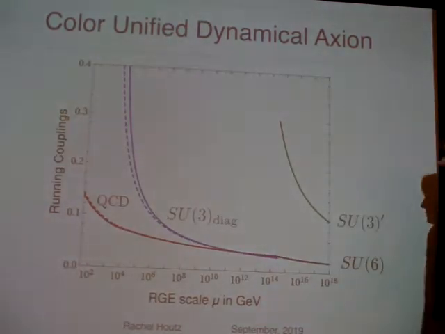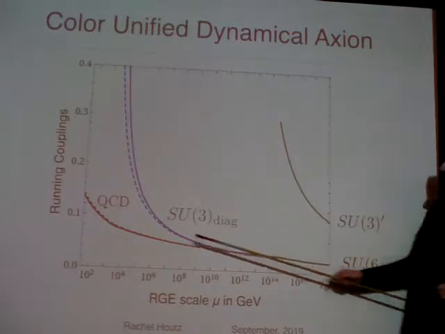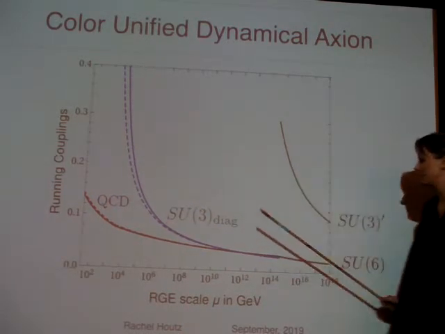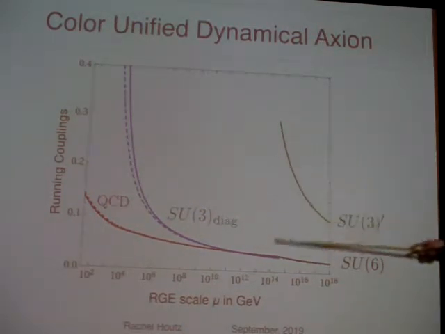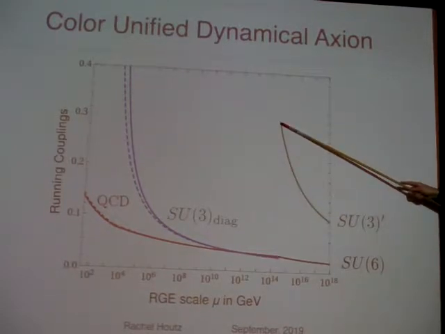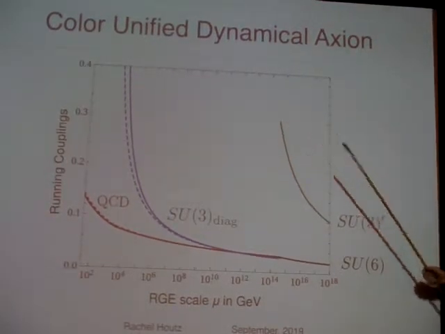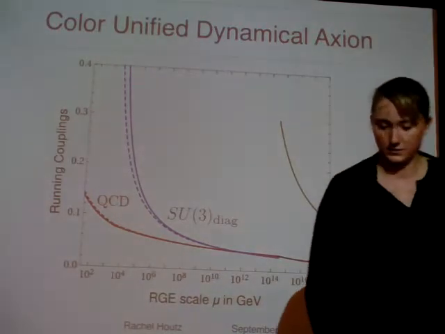And yeah, just to show you, here's QCD which confines, we have SU3 diagonal which confines, and then the small size instanton effects come from this SU3 prime, which gets to a gauge coupling of about 0.3 before it breaks. And so that's how we managed to do this.